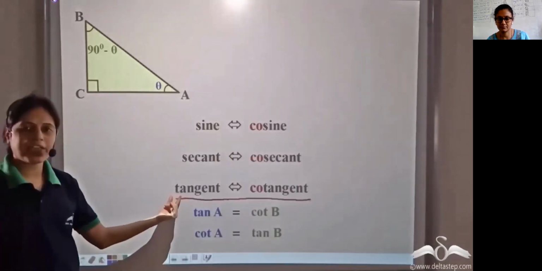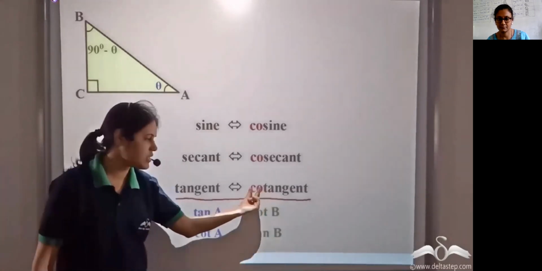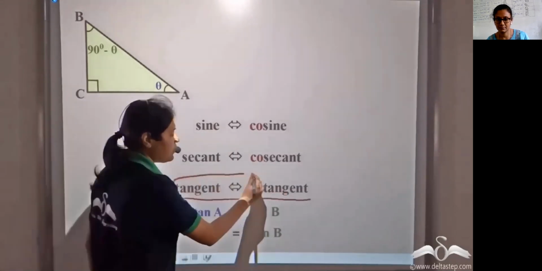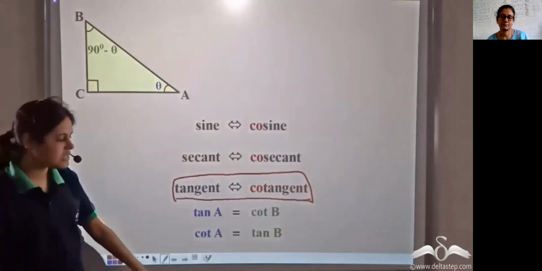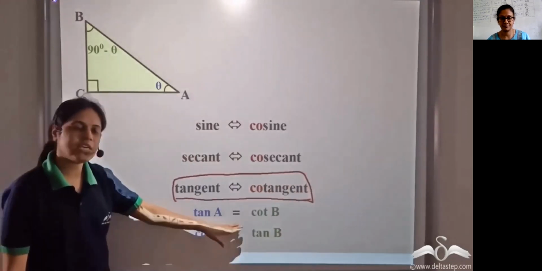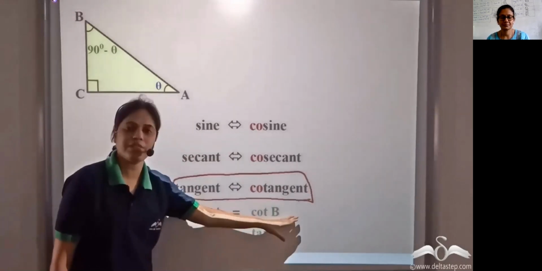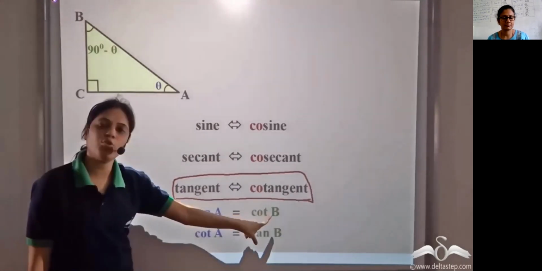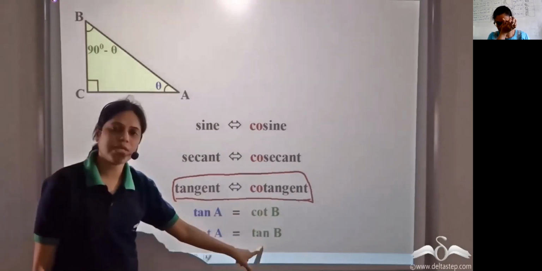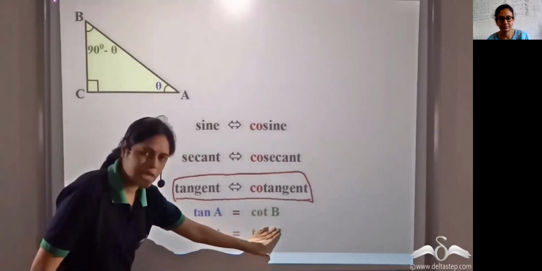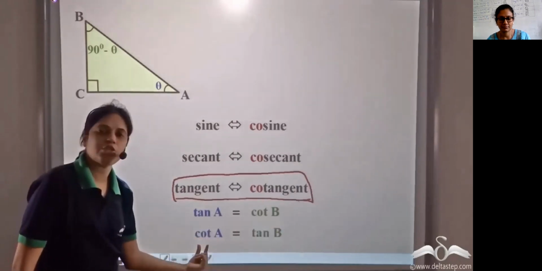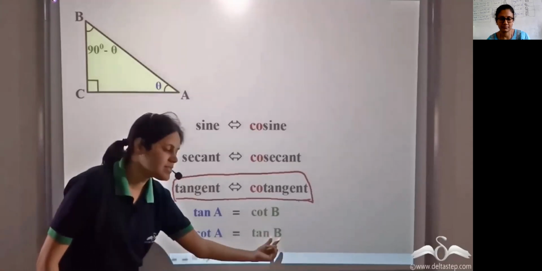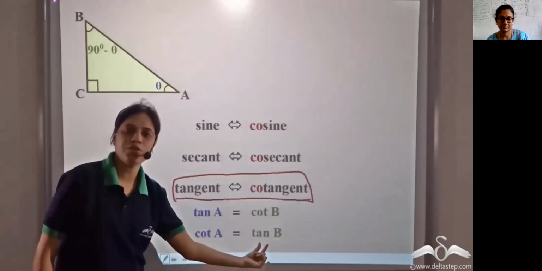That is why tangent, cotangent. Co stands for complementary of tangent. So these two are complementary ratios. This means that tan of an angle is equal to cotangent of the complementary angle. A and B are the complementary angles. So tan A equal to cot B and cot A equal to tan B. So if we write the complementary ratio of cot, that is tan, we need to write the complementary angle of A, that is B. So cot A equal to tan B.